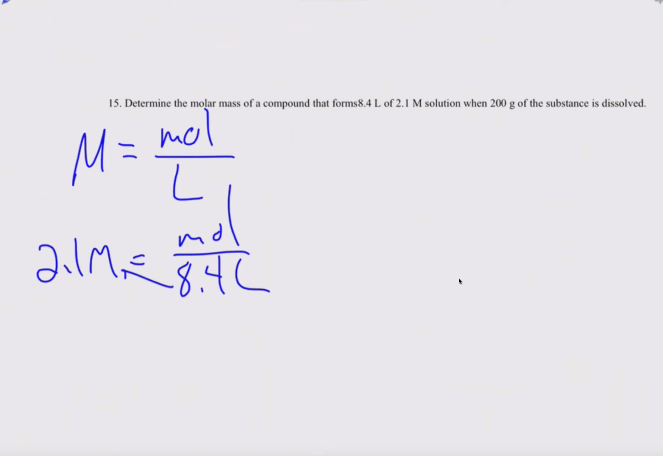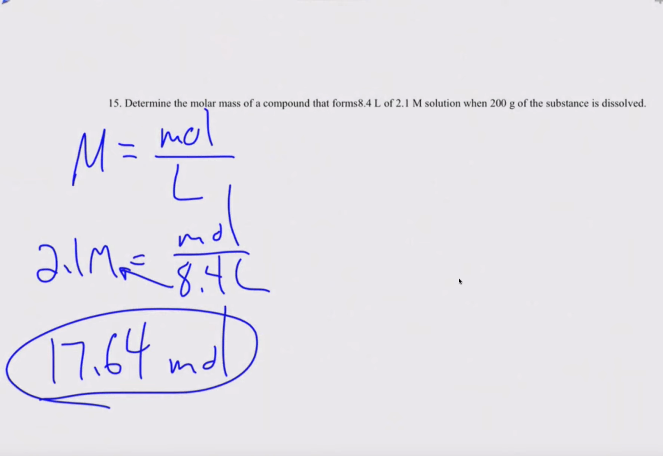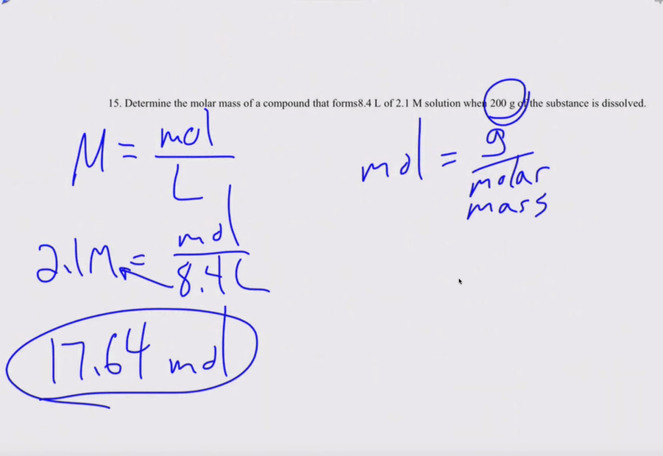We multiply 8.4 times 2.1, and we find that the number of moles is 17.64 moles. Well, 17.64 moles we have, we were given 200 grams. So if the number of moles equals the grams divided by the molar mass, then that means that the molar mass is equal to the grams divided by the number of moles. Now we can find the molar mass.